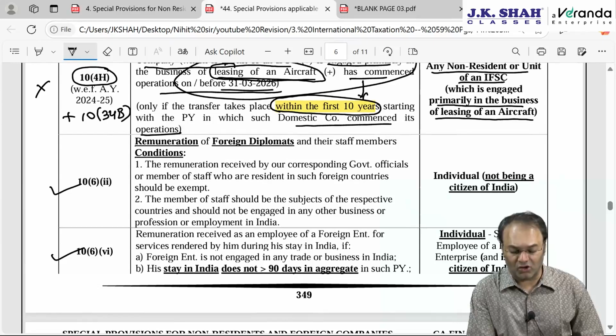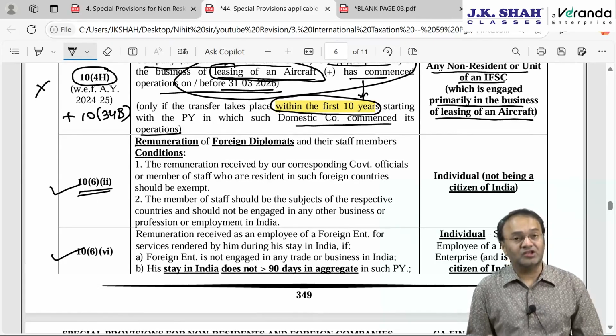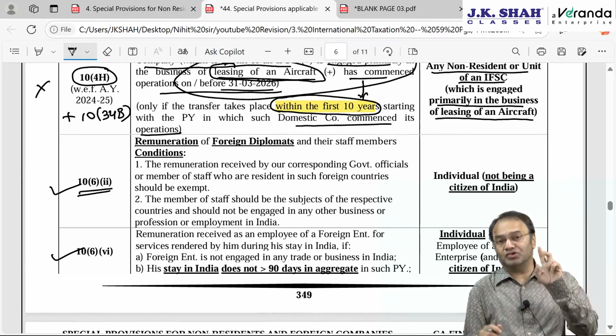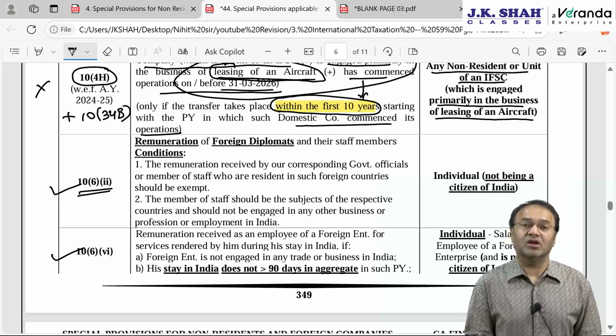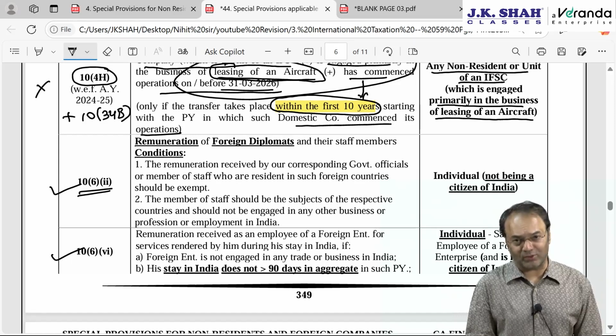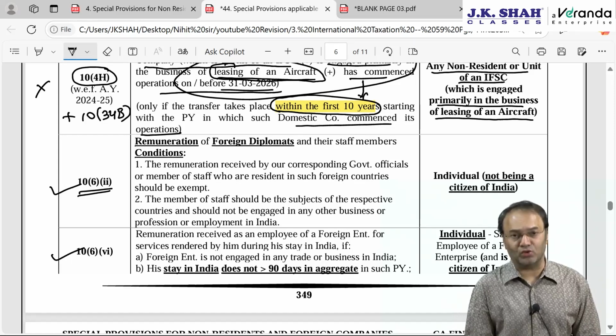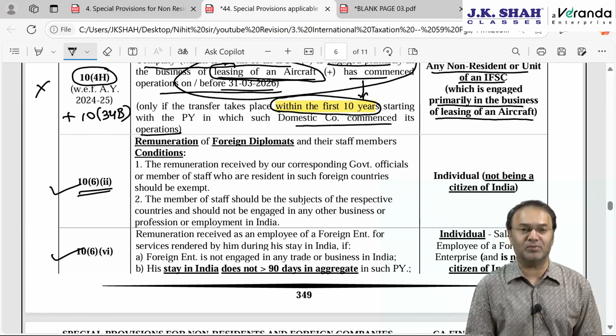Understand very clearly. Clause 6, subclause 2, 6, 8 and 11. These are the next 4 points. Understand them. Section 10, clause 6, subclause 2. If you don't recollect the subclause number, that's absolutely fine. Just try to remember section 10, clause 6. Clause number, try to remember.